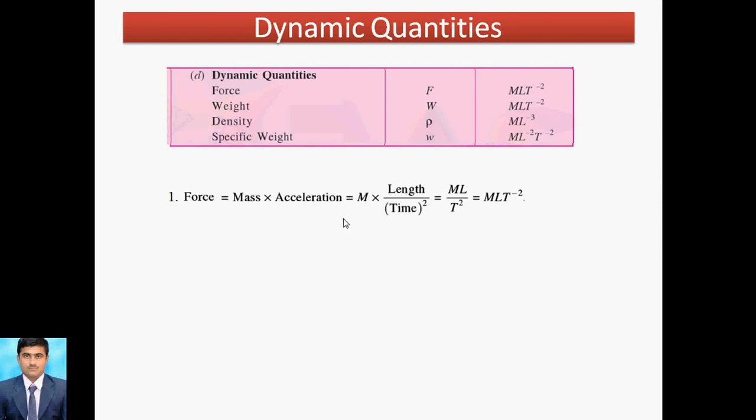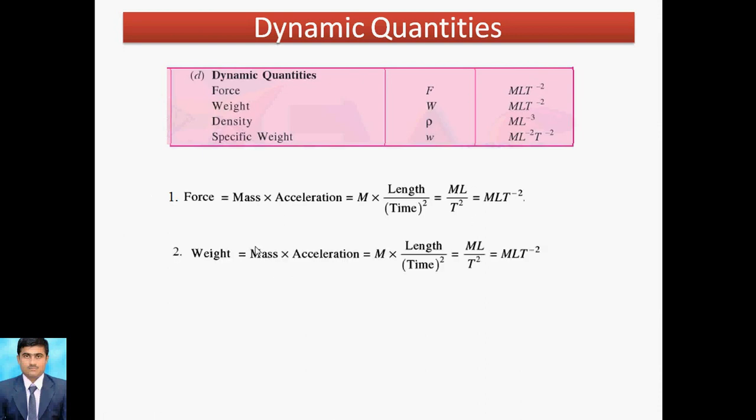Acceleration means meter per second square. Meter means length, and second square means time square. Again I repeat: mass is M, acceleration is length upon time square, because it is meter per second square. So M as it is, L as it is, and time square is T square. That way you can write M L T raised to minus 2. This is about force.